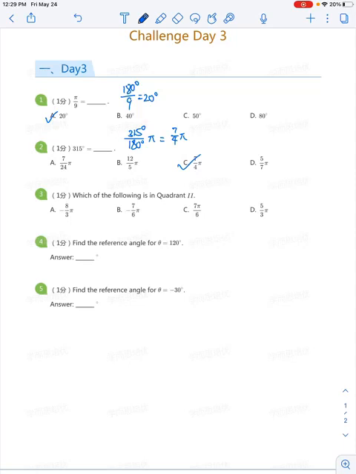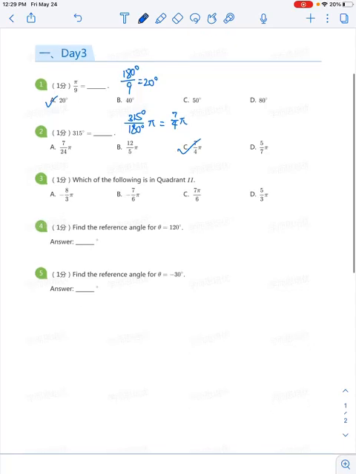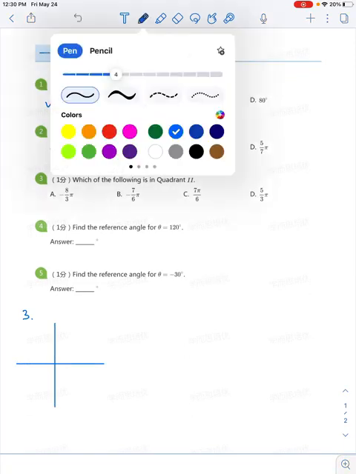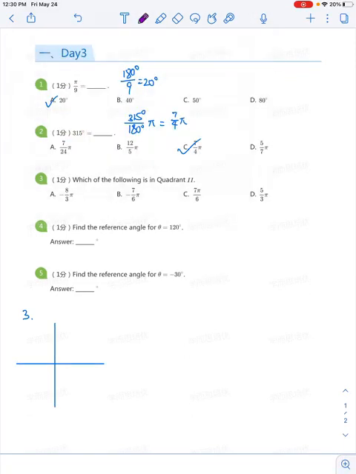And then for the next one here, we want to see which of the following angles is in the second quadrant. To tell this, it would be better to make a graph and graph all these angles here. So you can see that if we draw out a coordinate plane here, the first angle will be negative. So we have negative 8 over 3 pi.